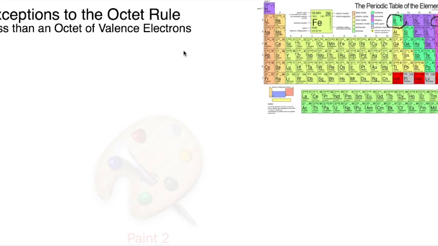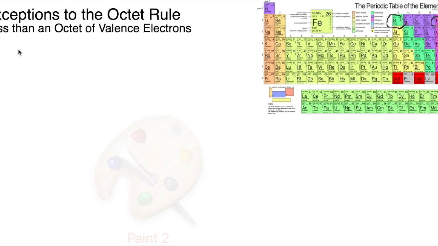So now I'm going to go over the exceptions to the octet rule. The first exception, and this video is going to be about this exception, is less than an octet of valence electrons available. As we know, based on the octet rule, each atom has to be able to have a total of 8 electrons around itself, whether they're its own electrons or shared electrons. There are some exceptions, and one of them is less than an octet of valence electrons.